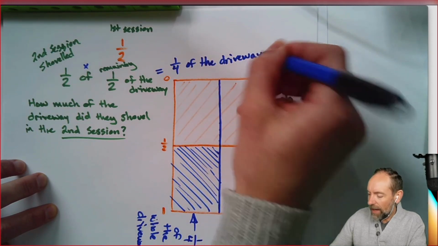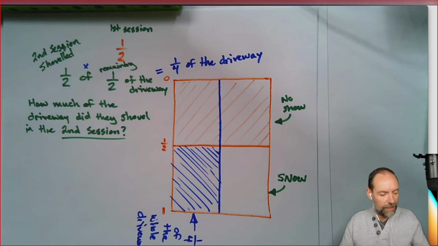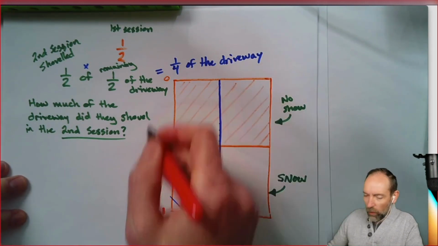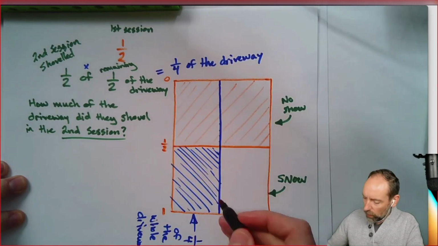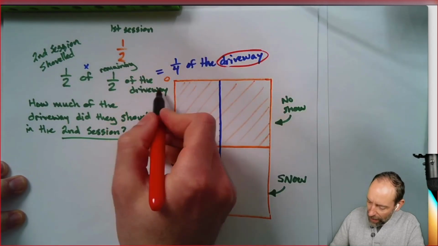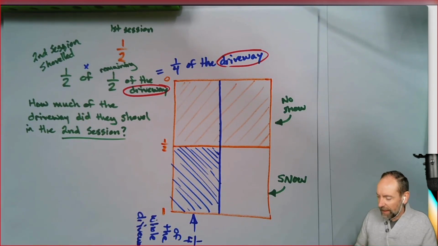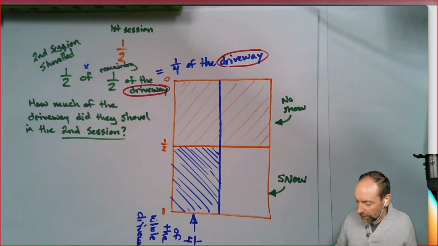So one thing I want to highlight for everyone as we move forward is something is staying consistent, and that is what the whole is. This is the whole driveway. The driveway is our unit of measure that we're describing. Okay? So that's something that's really important for us to be thinking about as we move forward.